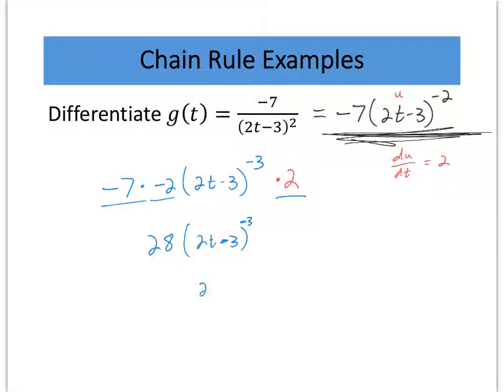And if I wanted to be really nice, I would rewrite it as a fraction again: 28 over (2t minus 3) to the power of 3. And so this is my dy/dx, or dy/dt, because our variable here is t. My function is y, my variable is t, dy/dt. So, just a summary, I took the derivative of the outside, and then I had to multiply it by the derivative of the stuff that was inside. The derivative of 2t minus 3 is just 2. And then I cleaned it all up.